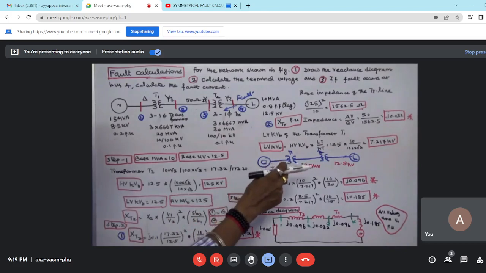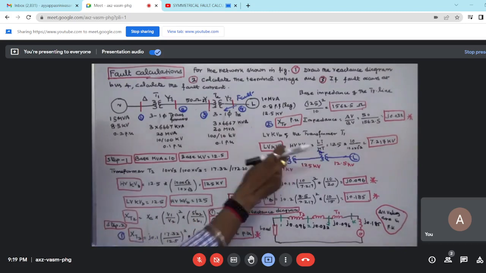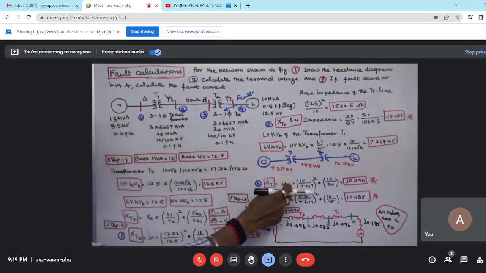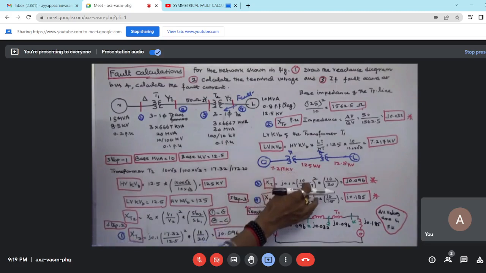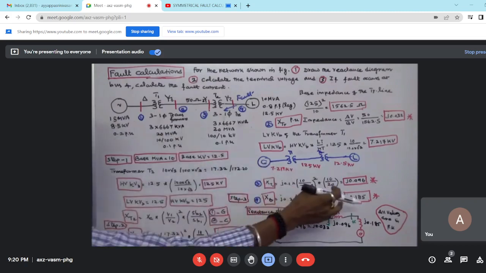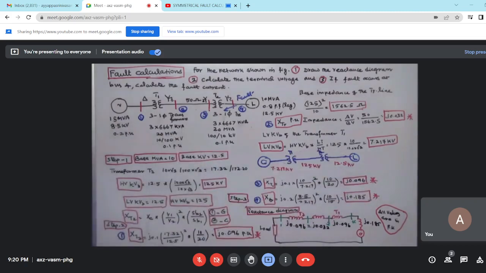Next I can calculate the per unit reactance of the transformer 1. Given value is j0.1 into (V1 by V2) the whole square. V1 is 10, V2 is 7.217, the whole square, into SB2 is 10, SB1 that is 20, that is equal to j0.096.